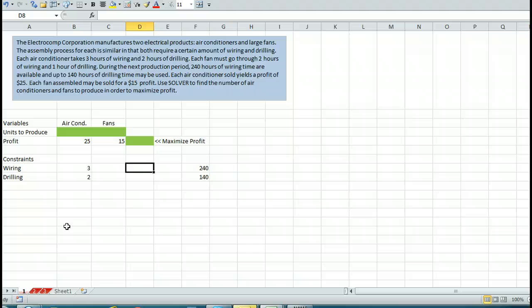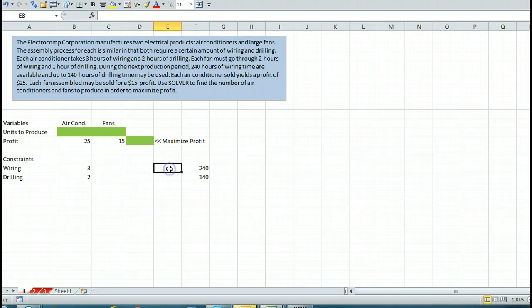So the total wiring hours is going to be a formula that says the number of units of air conditioners times 3 hours plus the number of fans produced times however many hours of wiring each fan takes. That's going to give us our total wiring number. Then we're going to put a formula in here for drilling that says the total number of air conditioners times 2 hours plus the total number of fans times those required hours equals the total drilling hours.